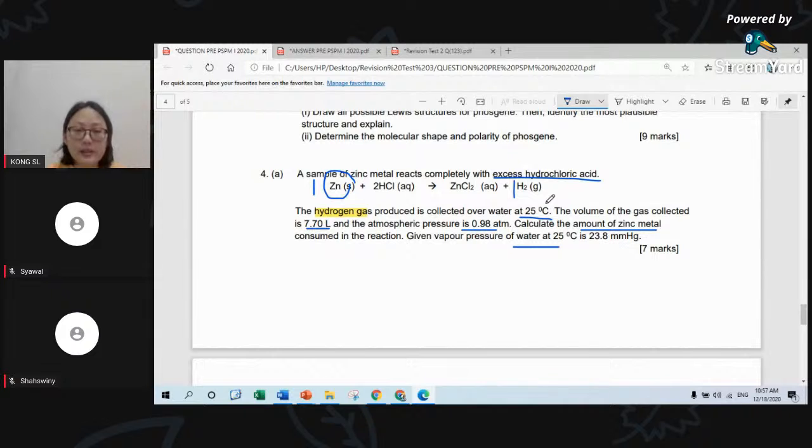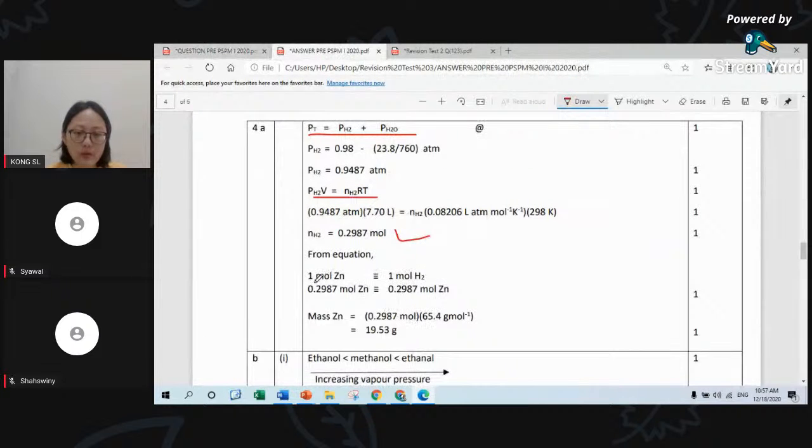Jika persamaan diberi, jangan excited. Semak sama ada persamaan dia seimbang ke tak. Okay. So once you compare, you know the number of moles, and then times the molar mass, you get the answer. Always remember, it must be the correct unit as well.